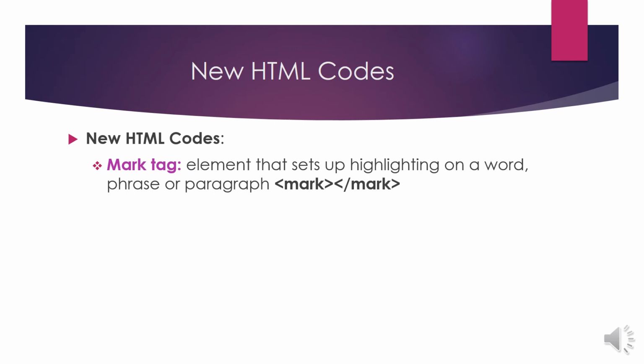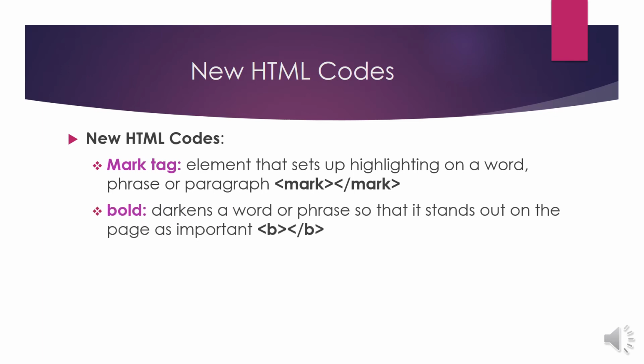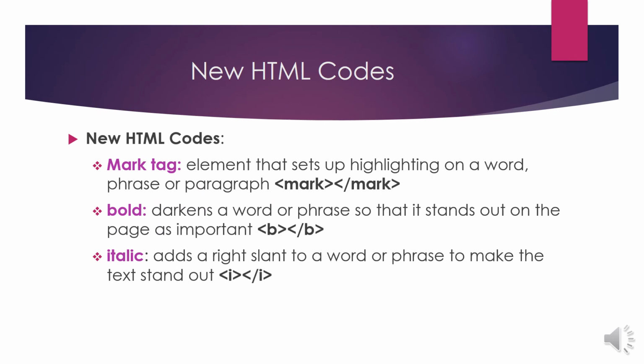The mark tag. This is an element that sets up highlighting on a word, phrase, or paragraph. Use the mark HTML tag. The default color is yellow. Bold. Bold darkens a word or phrase so that it stands out on the page, and you will use B as your HTML code. Italic. Adds a right slant to a word or a phrase to make the text stand out. For this you will use an I.